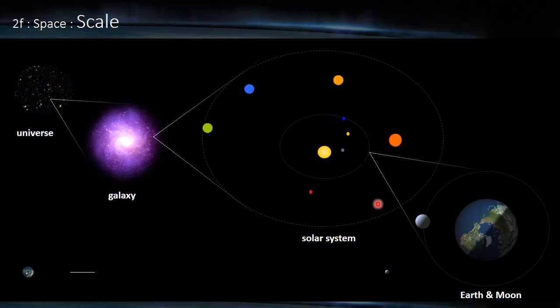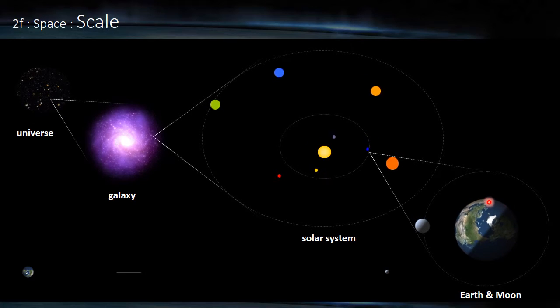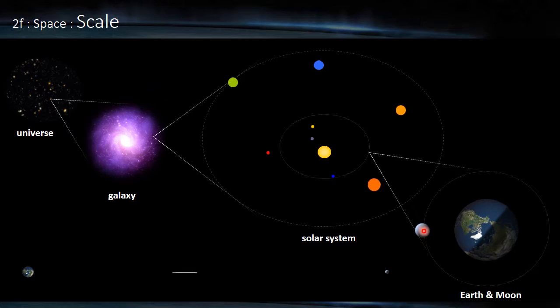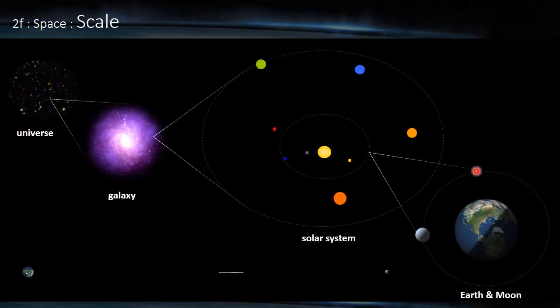So zooming in on the Earth here, we have our rotation every 24 hours going from day to night and so on, and then we've got the Moon, our satellite, which takes about 27 days to circle around us.